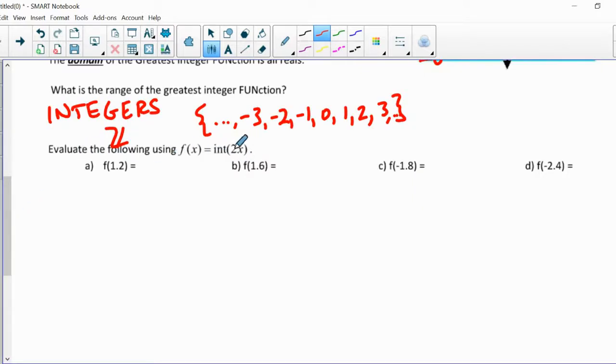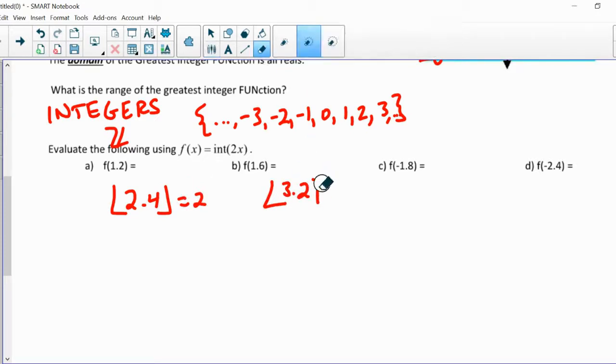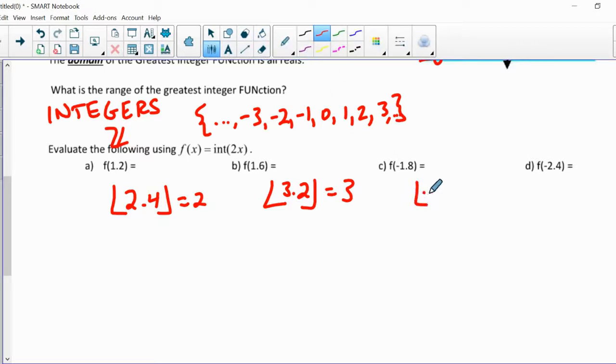Evaluate the following using the greatest integer of 2x. If I have f of 1.2, that's going to be the greatest integer of 2.4, which is 2. This one's going to be the greatest integer of 3.2, which is 3. This is going to be the greatest integer of negative 3.6, which, remember, when we have a negative, we have to go even further down, so that's negative 4. And then this is negative 4.8's greatest integer, which is negative 5.